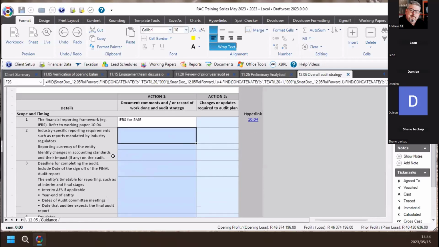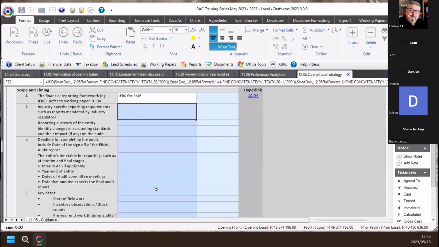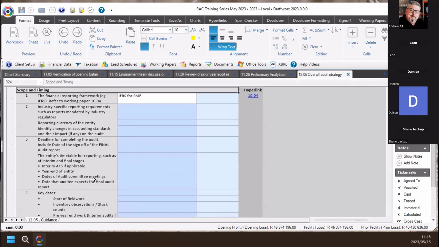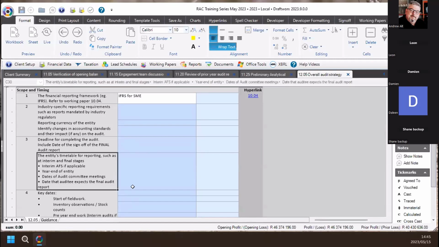But the kind of information that gets put in here, it might be stuff you need to come back later and recomplete, but it's giving you a little bit of an idea of what you're expecting to see on this engagement. So we start with timing and scope, for instance. And here we start speaking about deadlines.